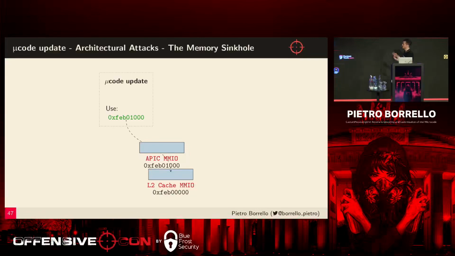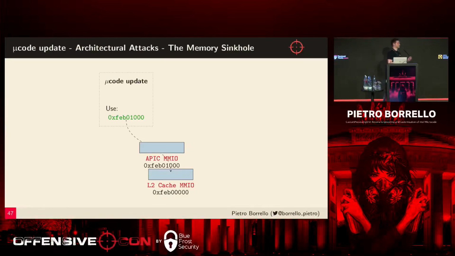So we can move the APIC MMIO region over the secure memory area, so that during a microcode update algorithm, the CPU will want to access the secure memory area, but actually it will not access the secure memory area. It will just access the APIC MMIO region. So this is a very nice attack, and it works, but it has some issues.